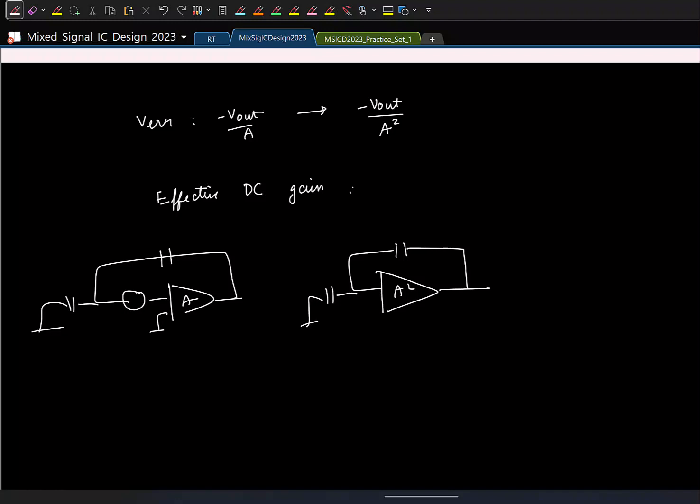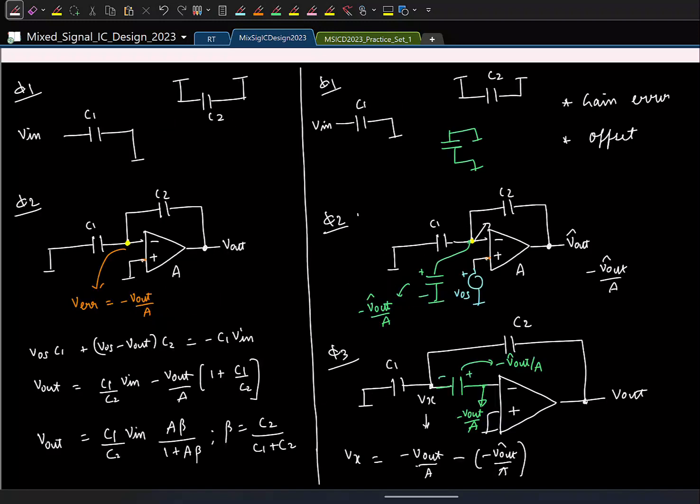Clear? And we also saw that in this case the offset also gets corrected. So the offset also will go as VOS by A square. So again, this is the circuit in 3 phases. Let's quickly make the complete circuit.